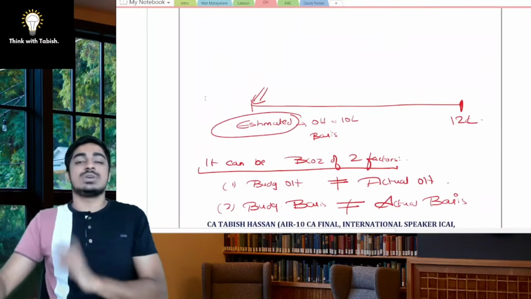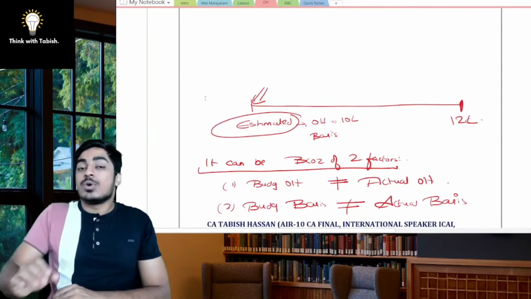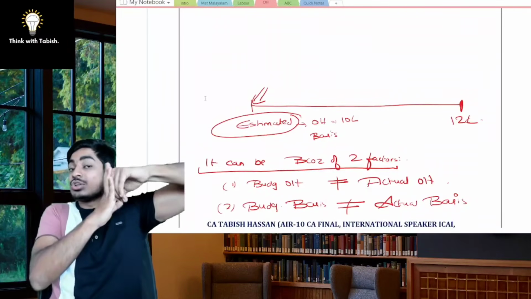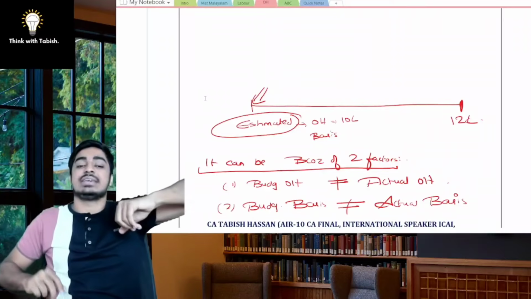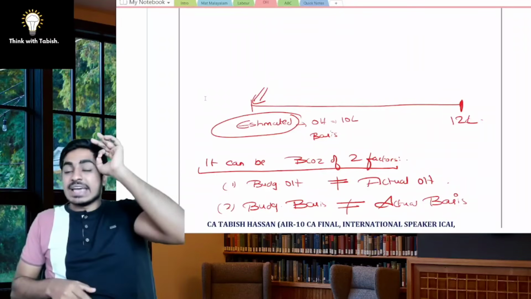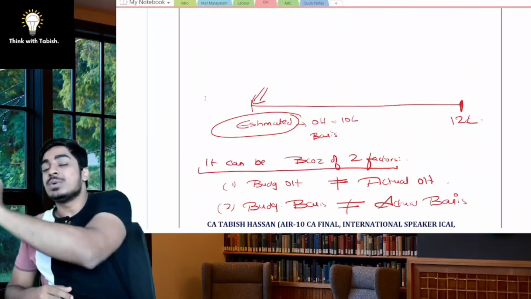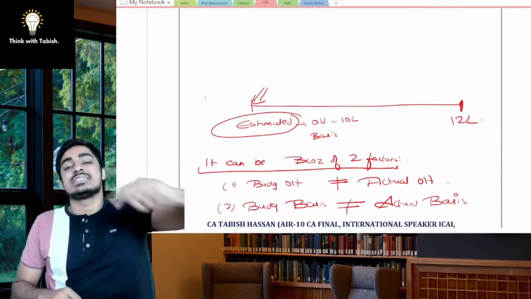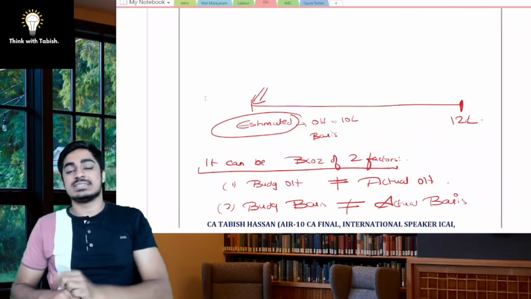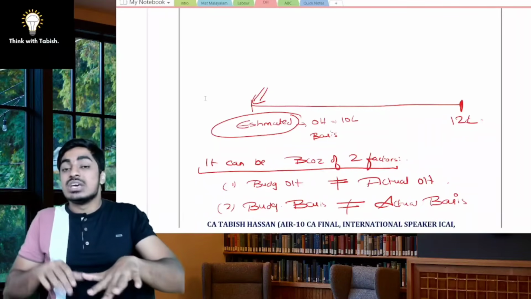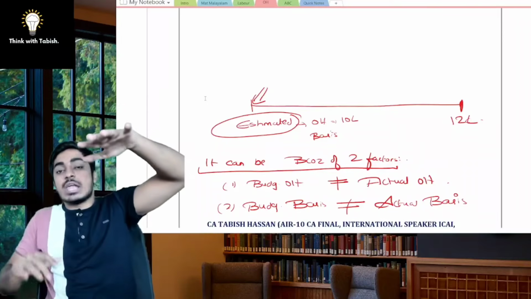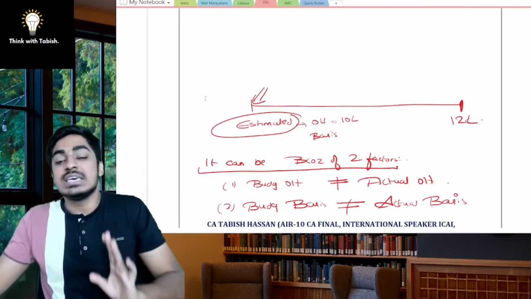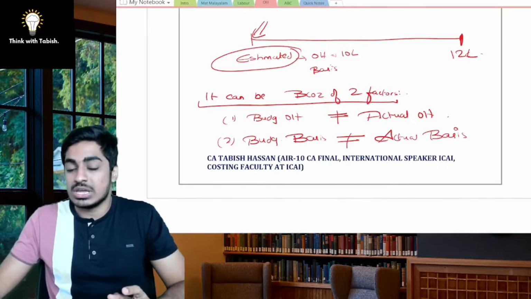Firstly, why is this situation arising? We want to calculate the overhead on the first day, but actual overheads we'll get to know only on the last day. So the estimated overheads may not be equal to actual overheads. Reason number 1. Secondly, the estimated basis may also not be equal to the actual basis. Because of these 2 reasons, the overhead we have absorbed and the actual overhead we have incurred may be different. Because of this, we will be having under or over absorption.